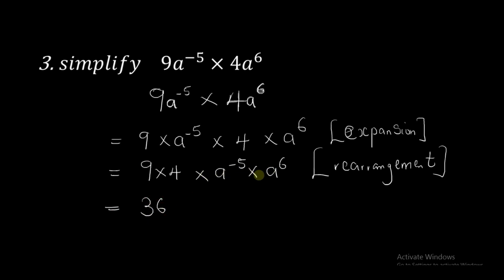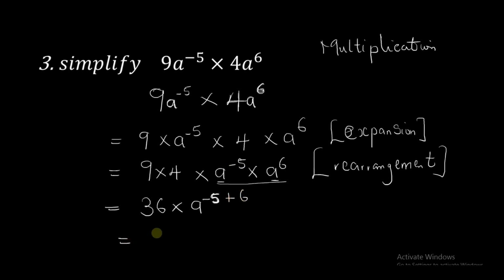Then from here we can now apply the multiplication law of indices to a raised to power minus 5 times a raised to power 6. Which law will you apply here? Obviously it is the multiplication law. Since a is here and a is also here, we'll take one of the a. That will be times a raised to the power of, then we will now subtract the powers, minus 5. Oh, we will not subtract, sorry, we'll add the powers. So that will be minus 5, which is this power, plus 6.